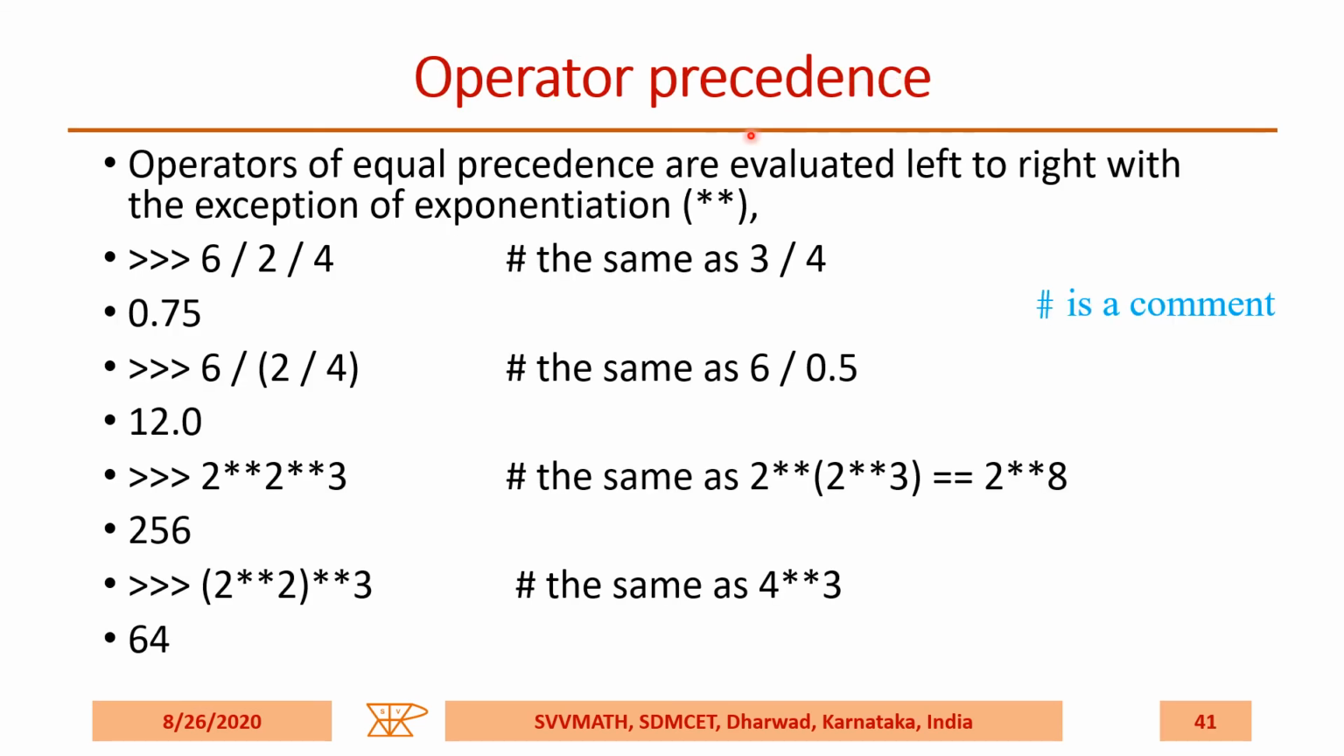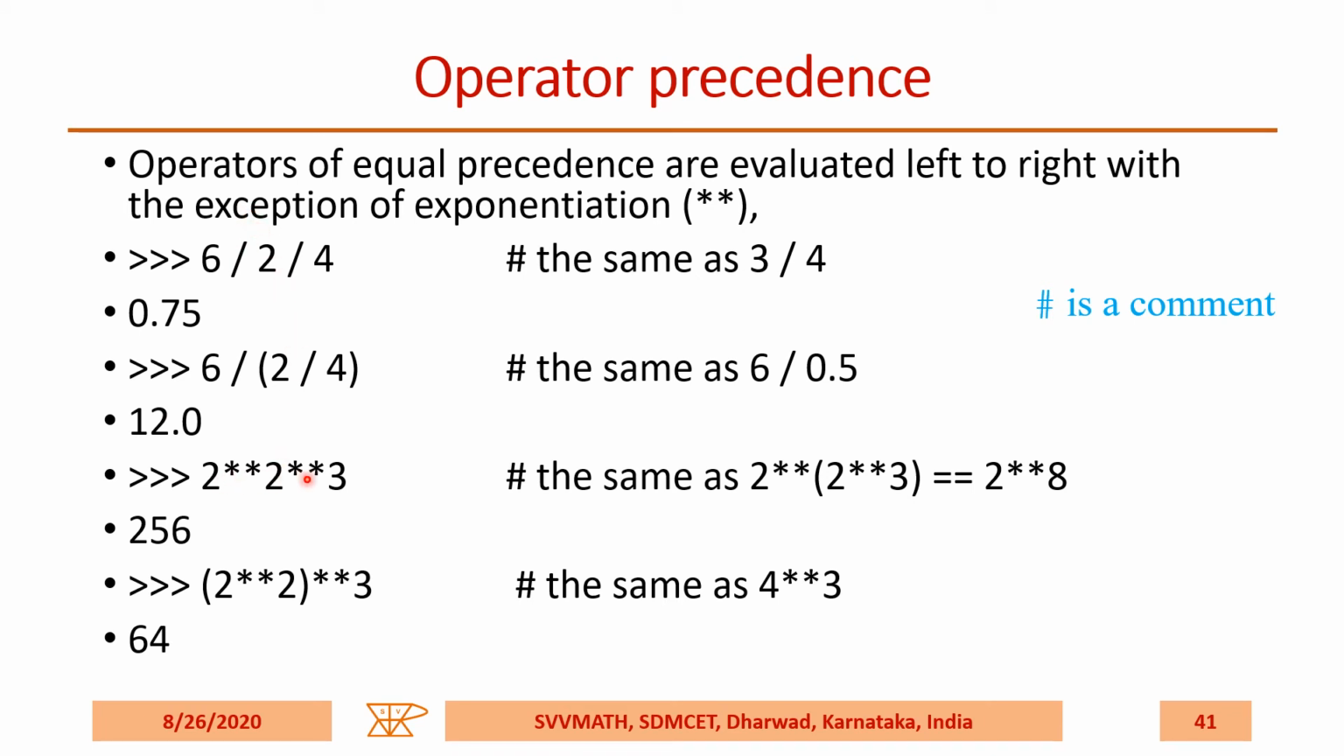Operator precedence: operators of equal precedence are evaluated left to right. You should remember this, with the exception of exponentiation. 6 / 2 / 4 is the same as 3 / 4, and the answer is 0.75. Or you can write 6 divided by (2 divided by 4), which I have put in parentheses. It is nothing but 6 divided by 0.5, and the answer will be 12.0. You can execute these and check.